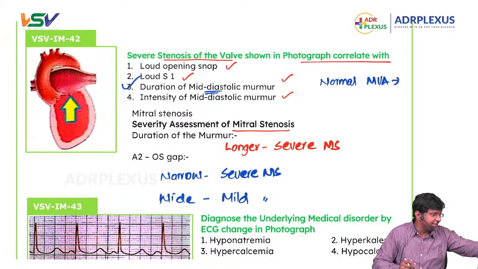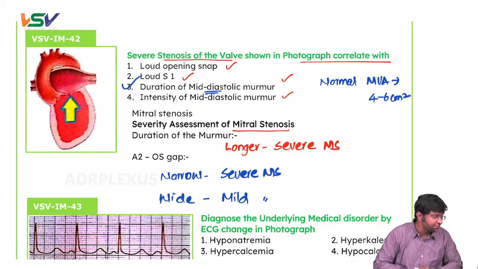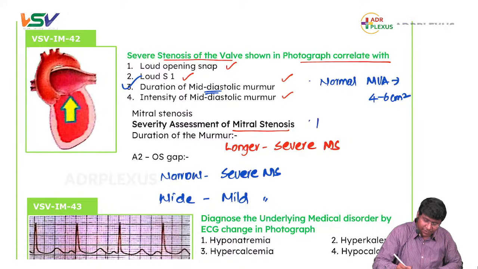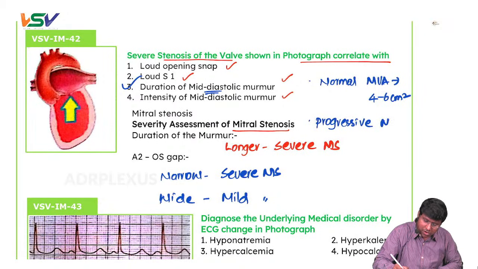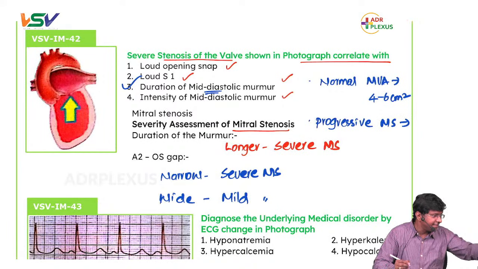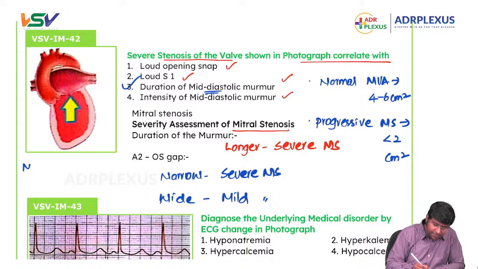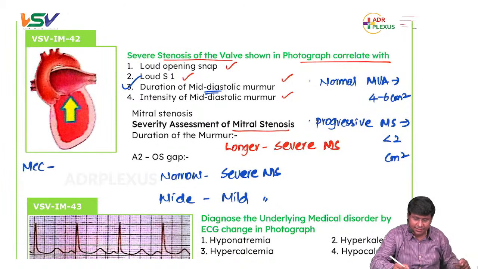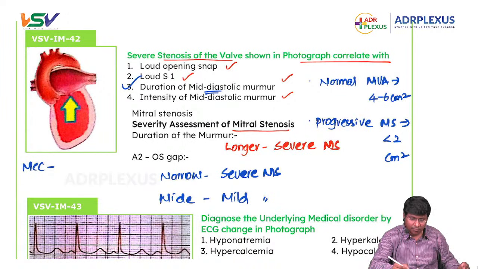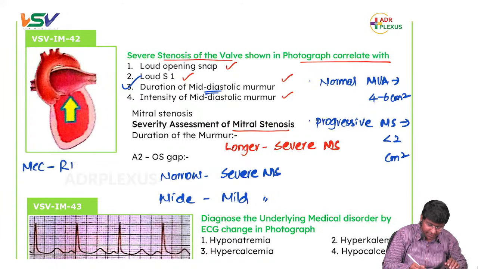And what is the most common cause for mitral stenosis? What will be the most common cause for mitral stenosis? The most common cause for mitral stenosis will be rheumatic heart disease.